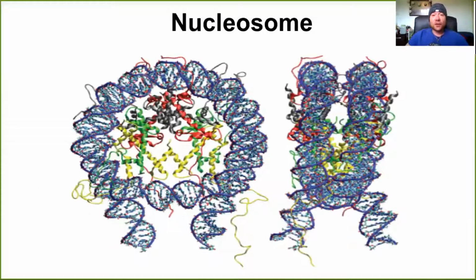So this is what the core particle, the nucleosome, looks like. We've got it from the front and from the side. You can see this set of proteins in the middle. These are the histone proteins, and wrapped around is the DNA. And you can see it here again from the side.